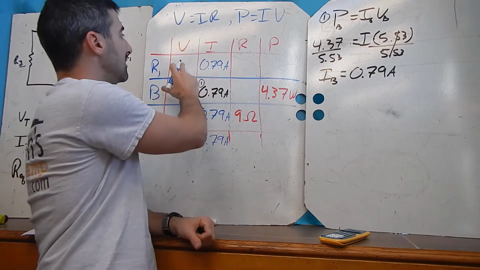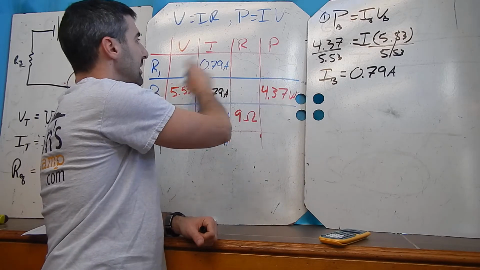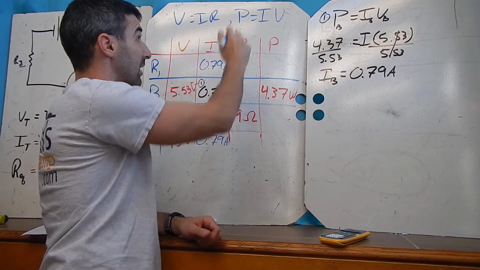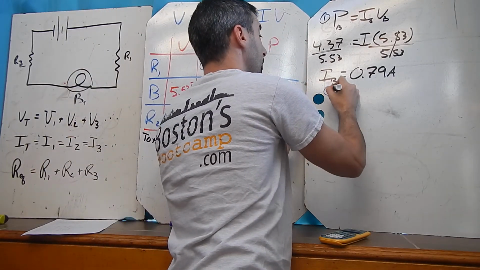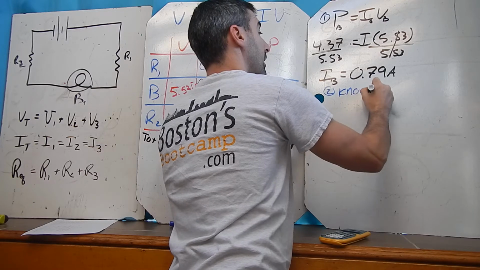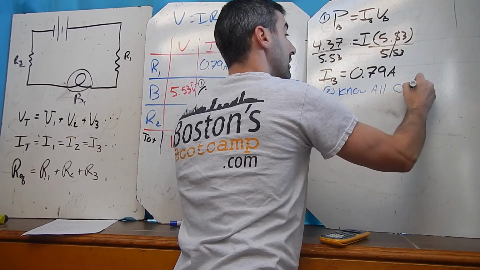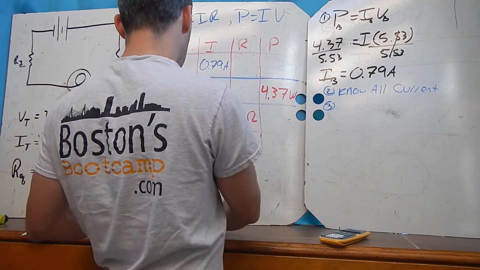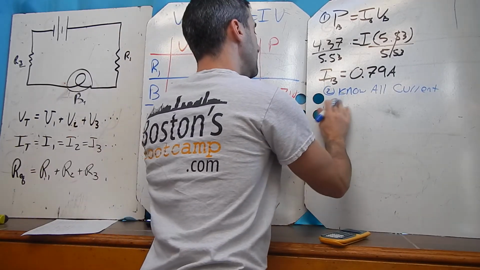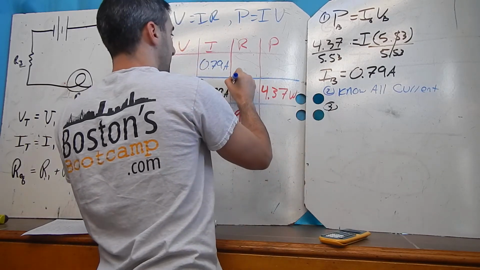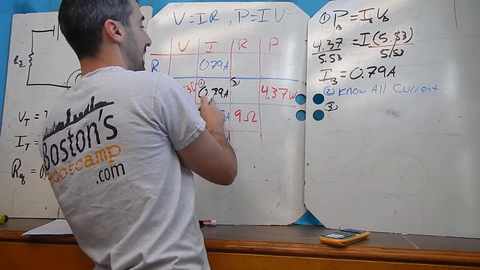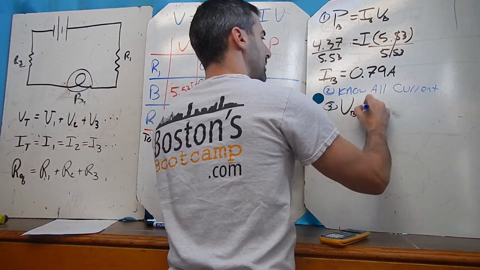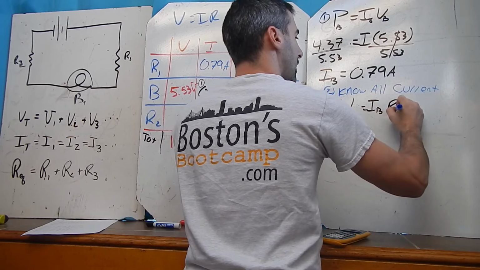Now what can I do? Let's see. V equals I times, can't do anything there. Still, but here, V equals I times R. So step number 2 was I know all current. Step number 3, well, I'm going to go back to black. Step number 3, I'm going to put right here, 3. V equals I times R. And I'm still at the bulb. V bulb equals I bulb times R bulb.